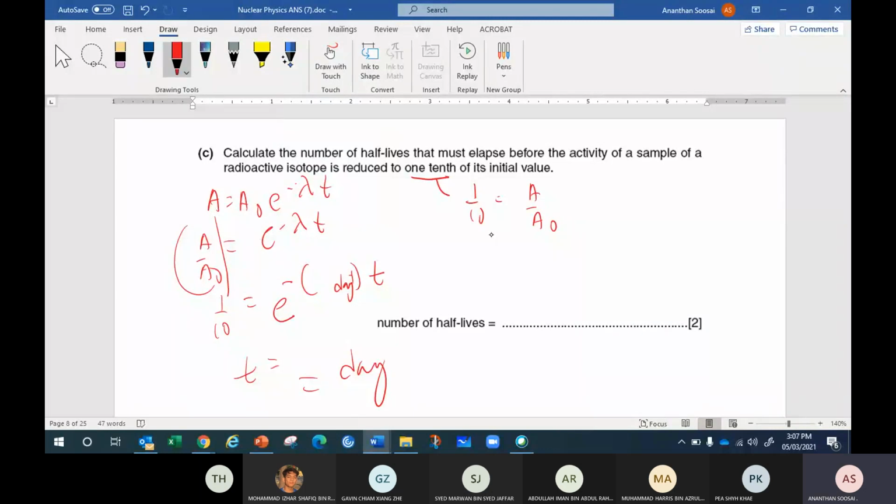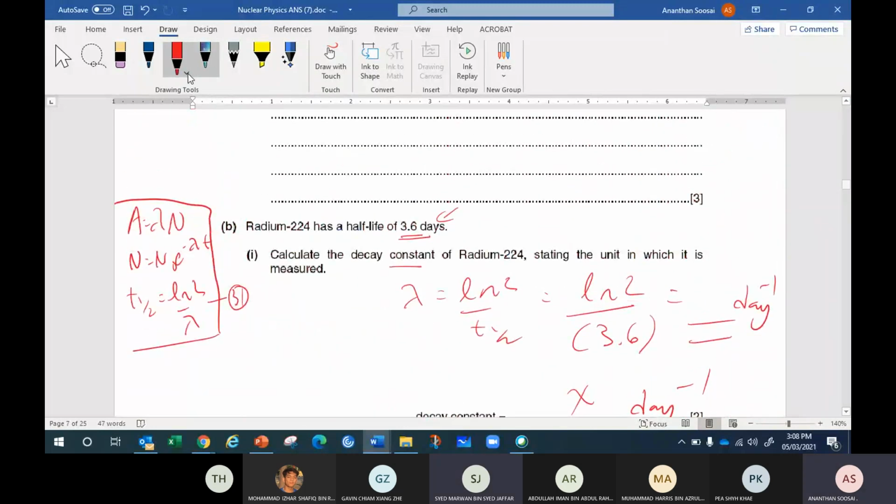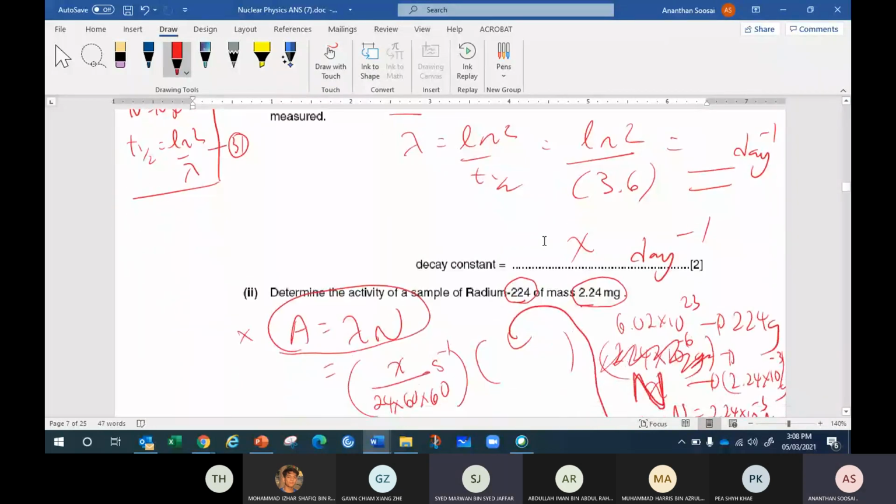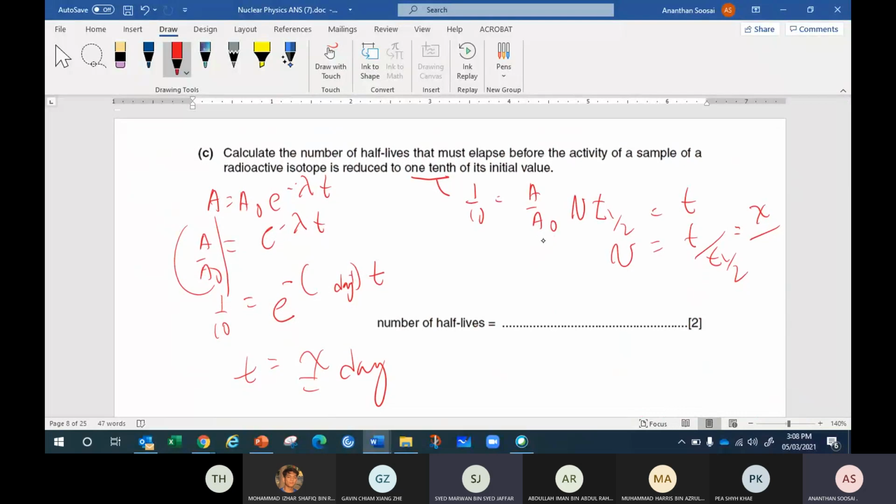Okay, so why do I want to put day? Easy for us because the half-life is also given in days. So how many half-lives are required? N half-lives equals T. So how much is N? T over the half-life. Whatever days you got here, X, so X over the half-life. Half-life how much? 3.6 days. Let's divide by 3.6 days, so we get the N.